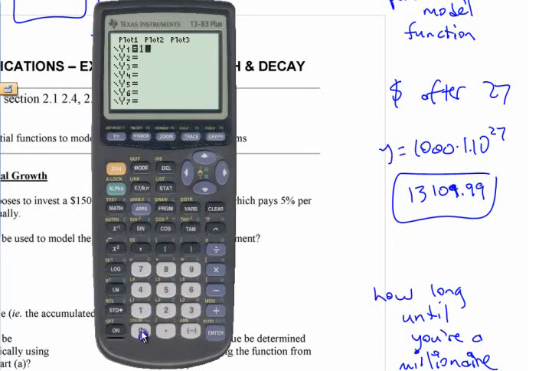We can put this function in and say 1,000 times, and you don't actually need the times if you use brackets, 1.10. You don't need the 0 either, of course. To the power of x. When you're graphing, you've got to use y and x. You can't use t or something else.